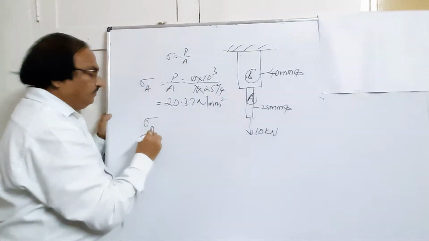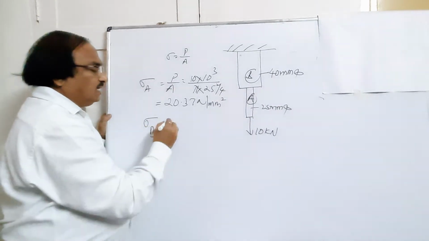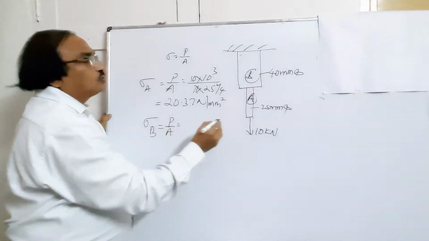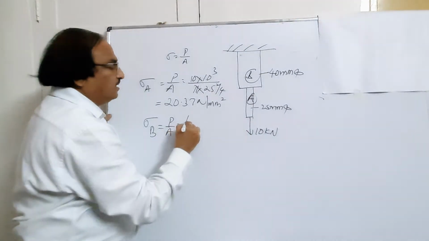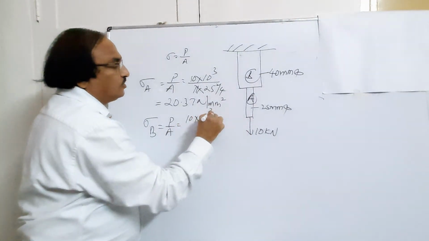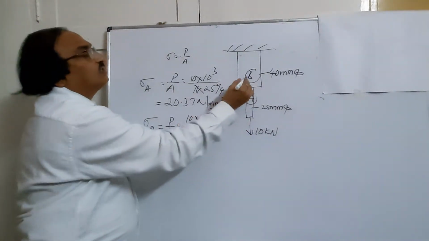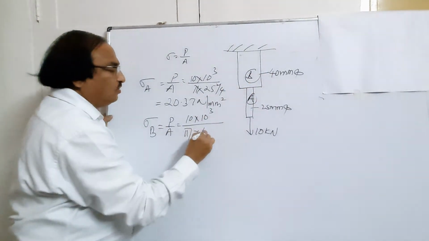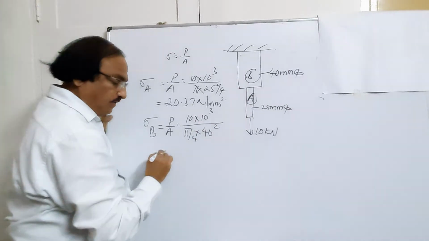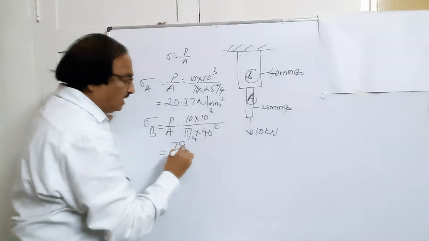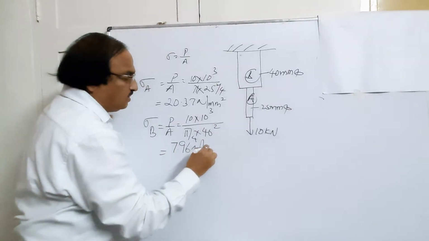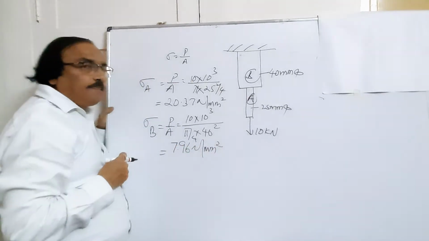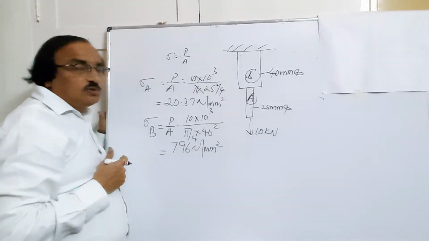Likewise, stress in B is again given by load by area. Here the load remains the same, 10 kilonewton multiplied by 10 raised to 3, divided by the cross-sectional area. It has a diameter of 40, so pi by 4 into 40 squared. If you simplify this, you get 7.96 Newton per mm square.